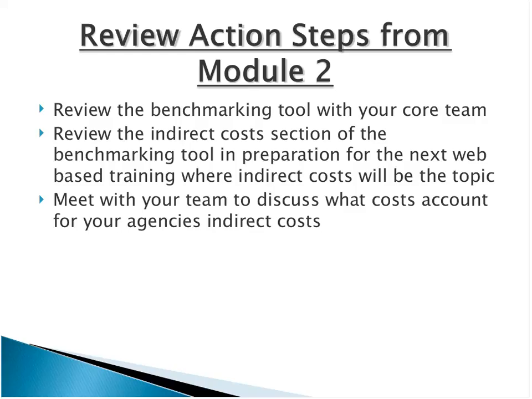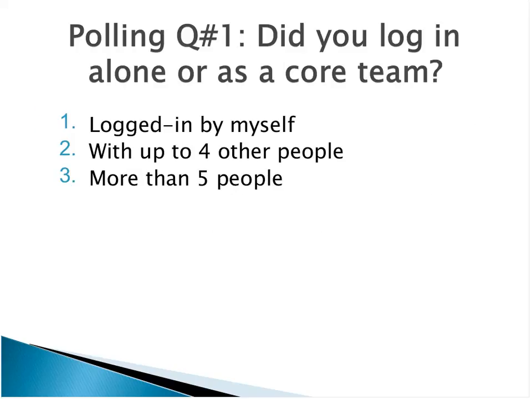So what we asked you to do as your action steps after the last webinar was to go through the benchmarking tool with your core team to really start to review the indirect cost section of the benchmarking tool in preparation for today's webinar, and then to meet with your team to discuss what costs account for your agency's indirect costs. So before we jump into the big content, we're going to have a couple polling questions.